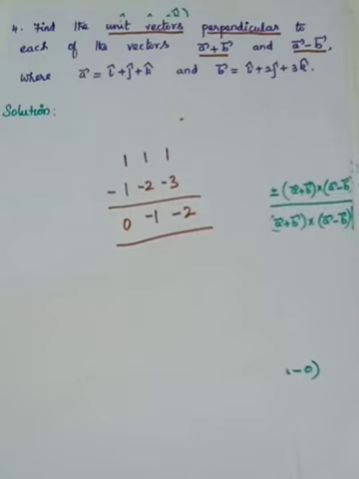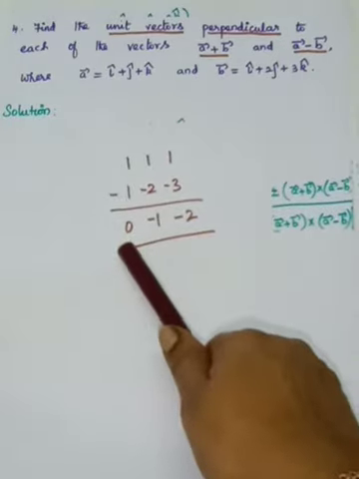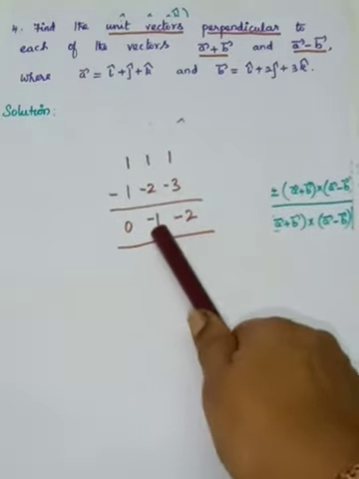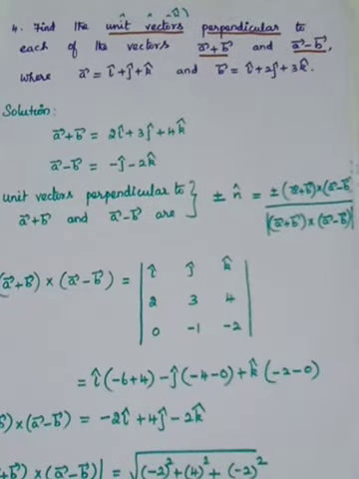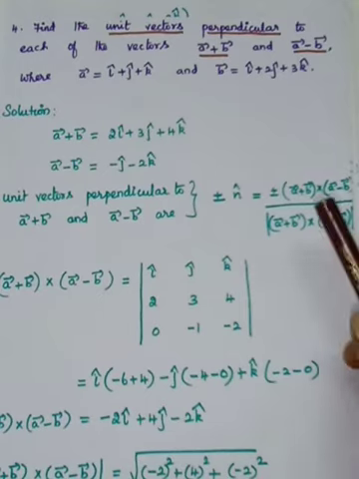We have to write as a vector. So 0 i cap, so you can leave it. Minus 1 into j cap, that is minus j cap. Next, minus 2 k cap. So here it is written, minus 2 k cap. So we have found a vector plus b vector and a vector minus b vector. So see this in this formula.